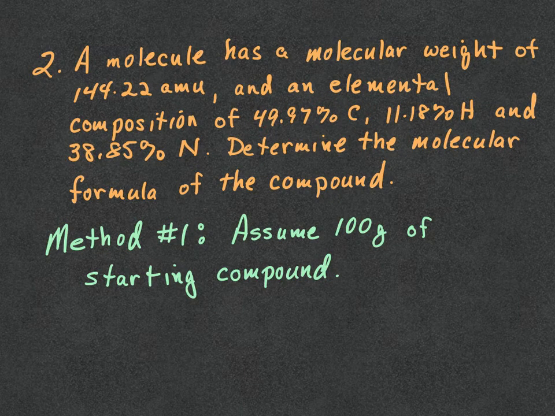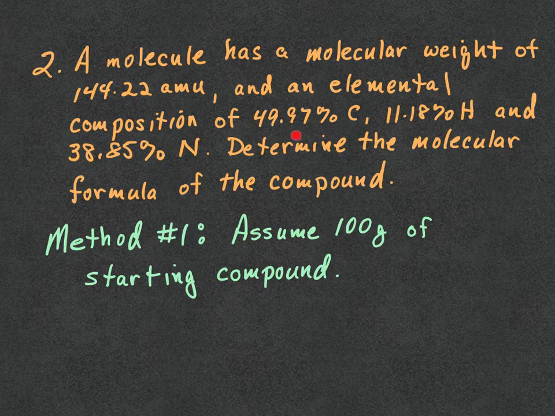And the results of elemental analysis tell us that it's 49.97% carbon, 11.18% hydrogen, and 38.85% nitrogen. And then we need to determine the molecular formula of the compound. So there are 2 ways we can approach this, and you can do whichever makes sense to you. But method 1 is assume that we started with 100 grams of the compound when we did the elemental analysis.